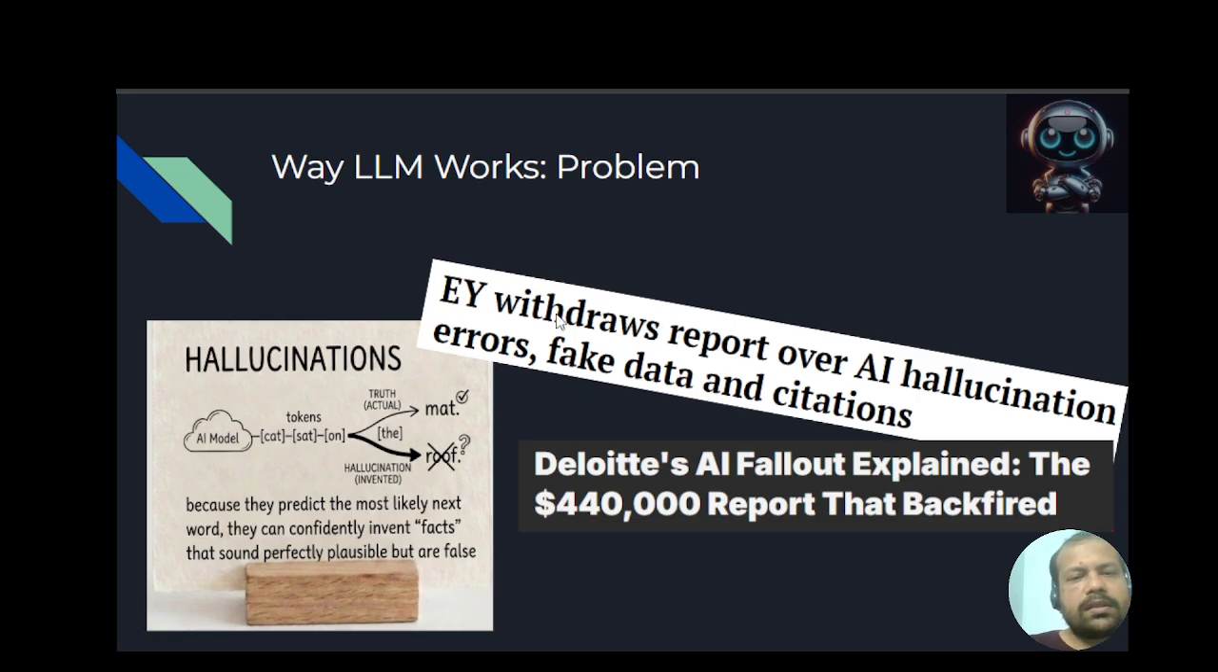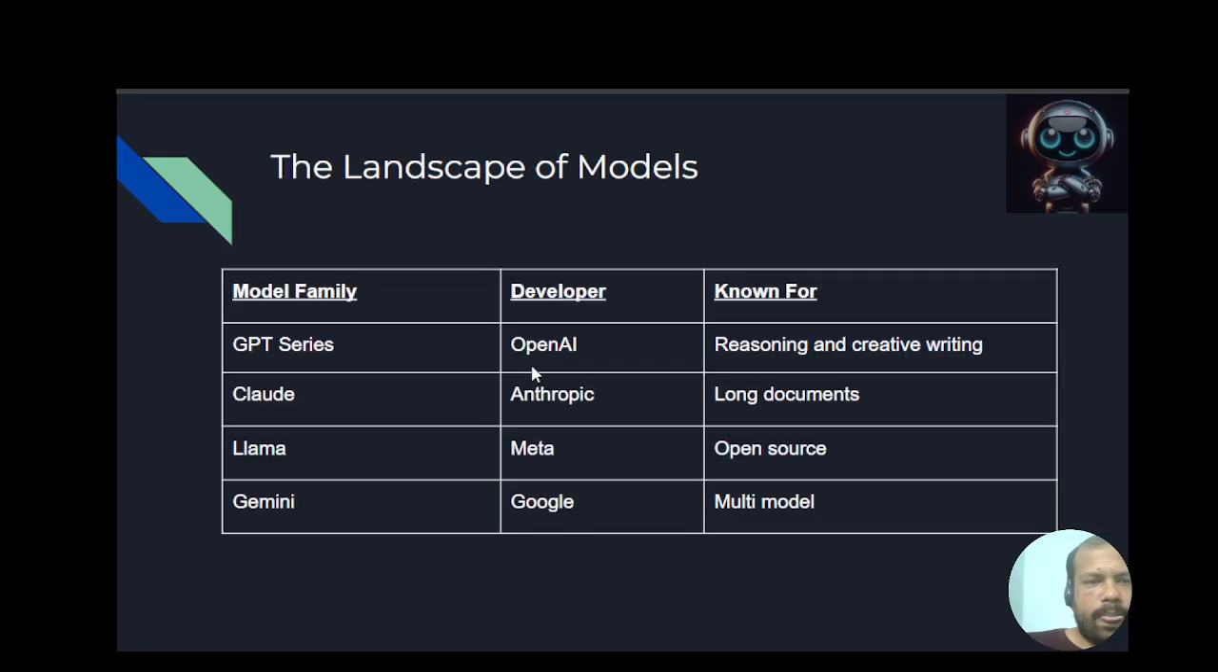That is why, in the news currently, you would have seen that Deloitte created a report which had false data, and EY had some AI hallucination data, right? Hallucination happens because the tokens that are getting generated are based on probability. The maths concept is probability. Whichever word it sees as having a higher probability, it adds it. So the hallucination problem is there.